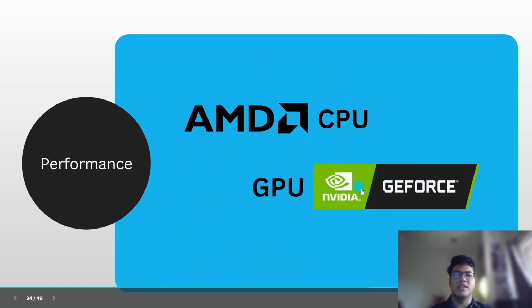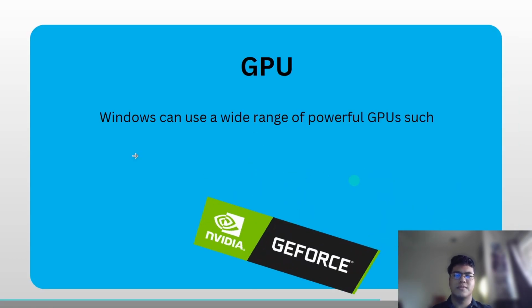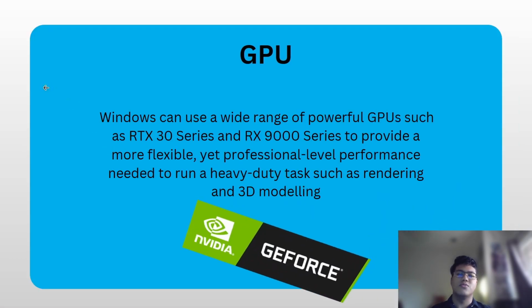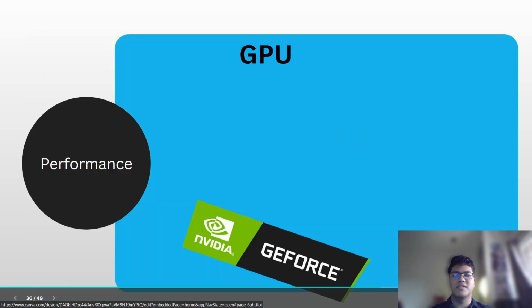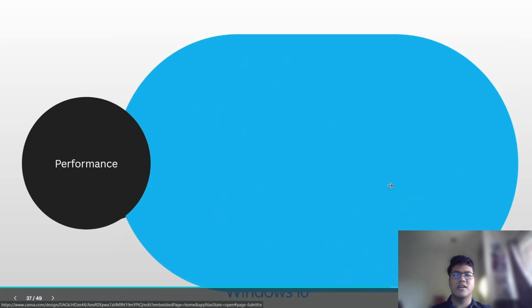Now, going back, I will press GPU. Windows also uses a wide range of powerful GPUs such as the RTX 30 series and RX 9000 series. These are examples of GPUs that provide a more flexible yet professional level of performance needed to run heavy-duty tasks such as rendering and 3D modeling. Now we go back and we click compatibility.